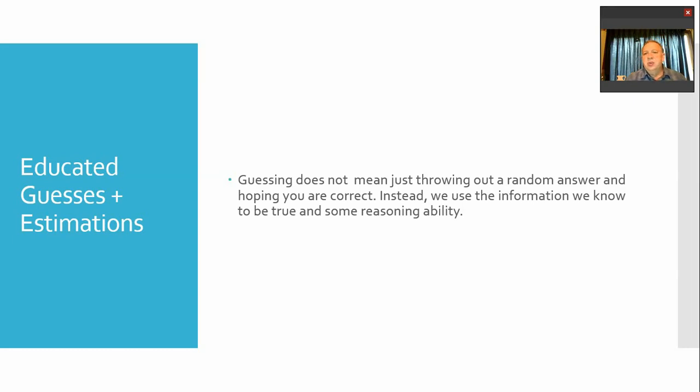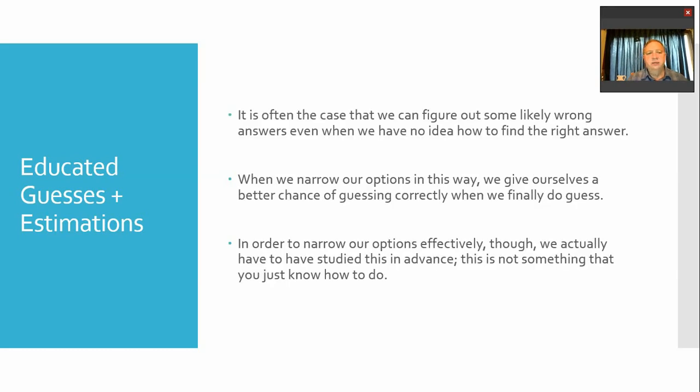Guessing does not mean just throwing out a random answer and hoping you are correct. Instead, we use the information we know to be true and some reasoning ability to determine a close answer. That's what we're looking for. It's often the case that we can figure out some likely wrong answers even when we have no idea how to find the right answer. We can eliminate these things.